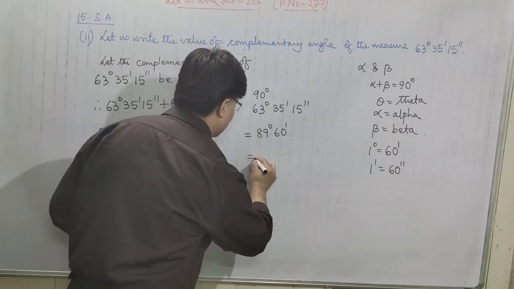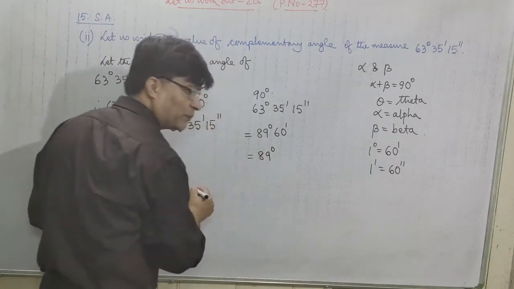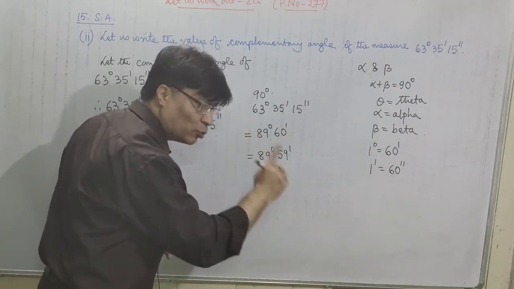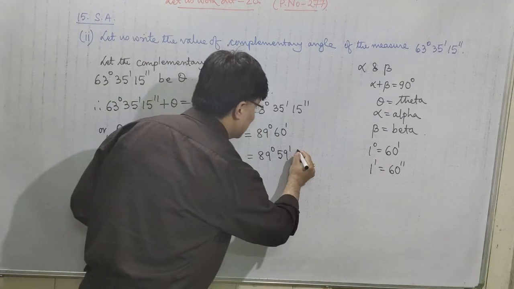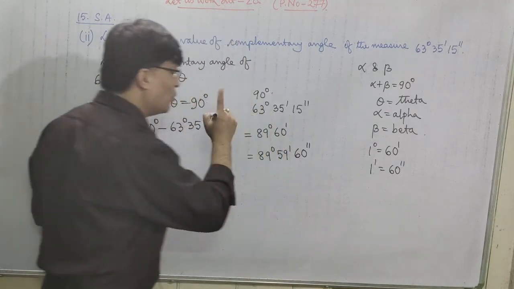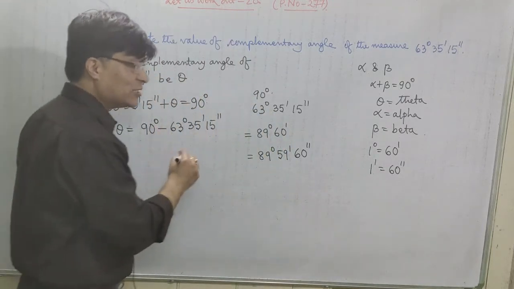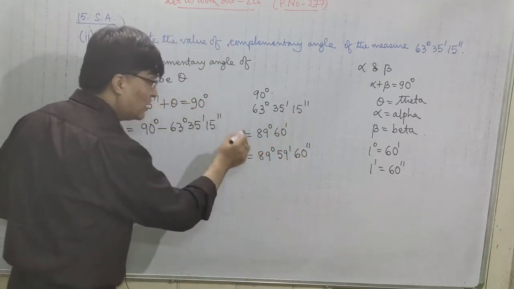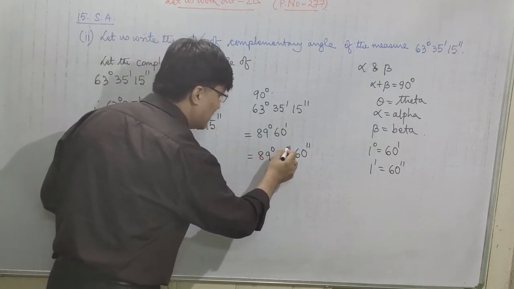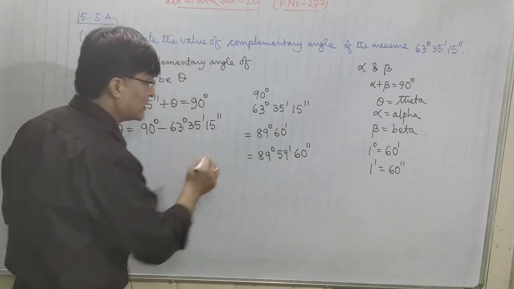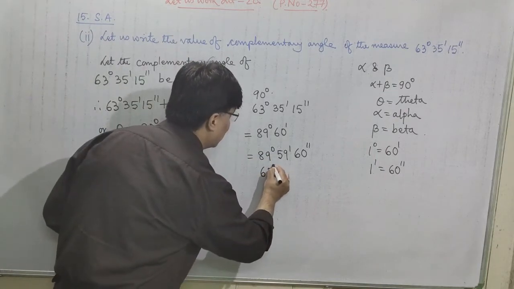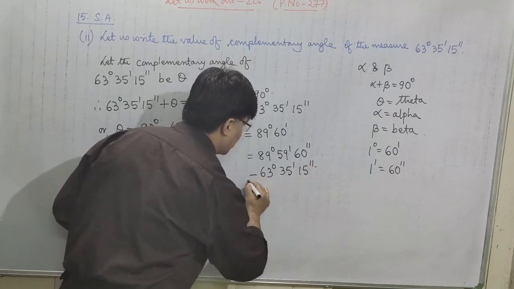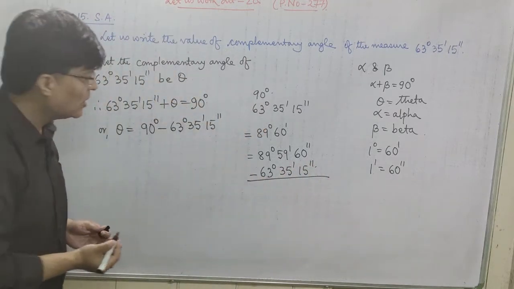Again, you can write it as 89 degrees 59 minutes and 1 minute, isn't it? That 1 minute should be converted into seconds, that is 60 seconds. Now you can subtract 63 degrees 35 minutes 15 seconds from 90 degrees, that is 89 degrees 59 minutes and 60 seconds, right? So let us write here 63 degrees 35 minutes and 15 seconds. Let us subtract it. Now you can easily subtract it, isn't it?